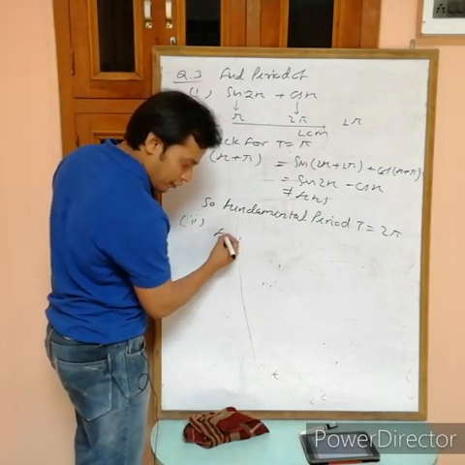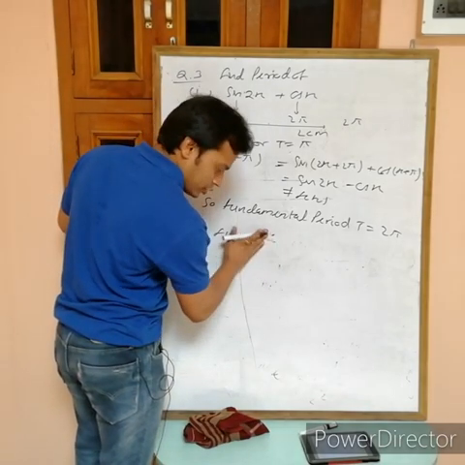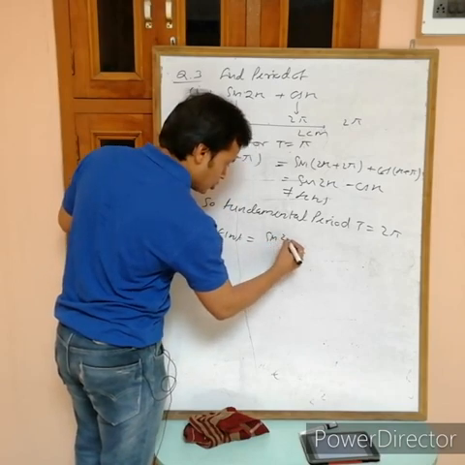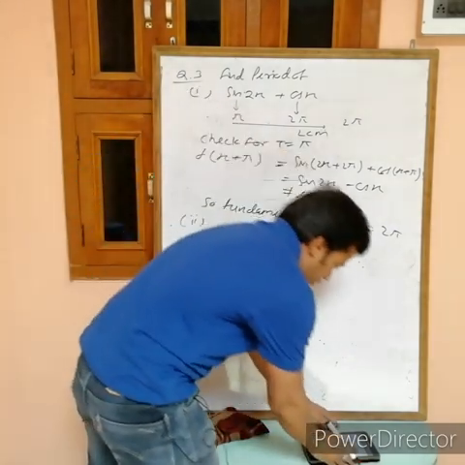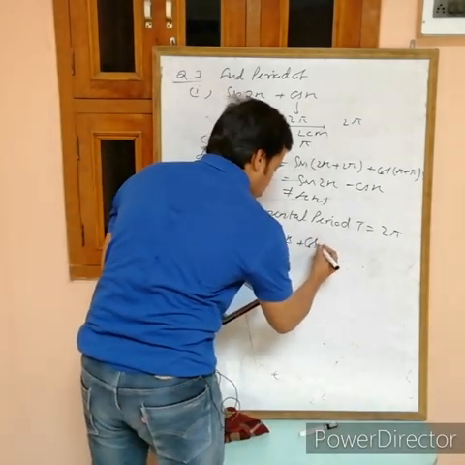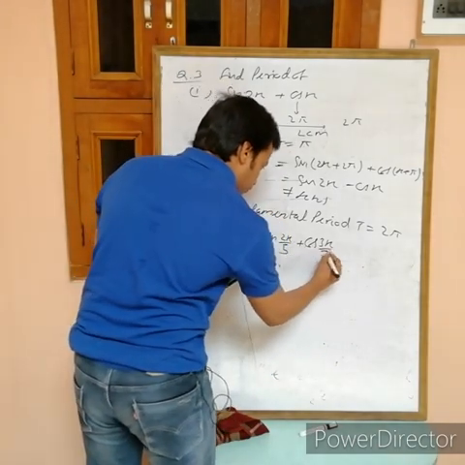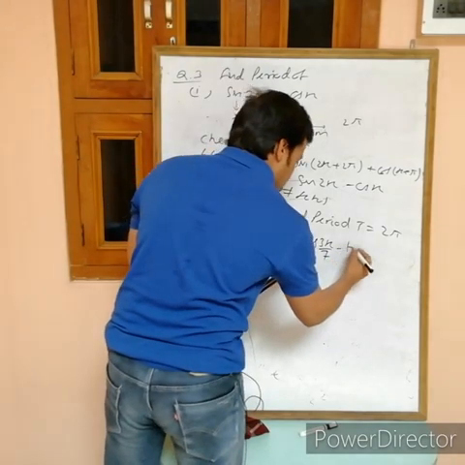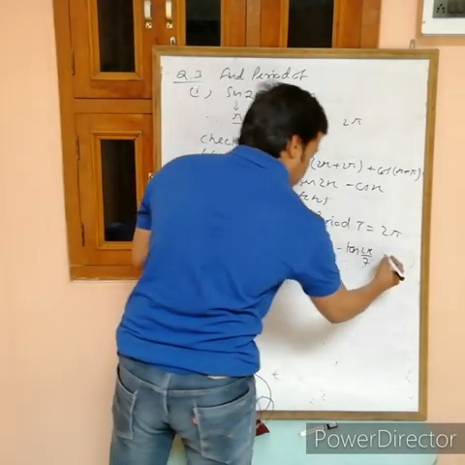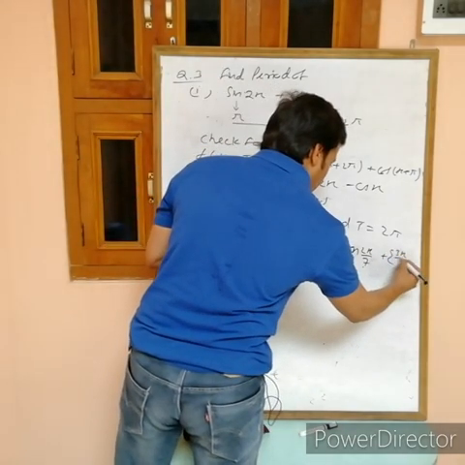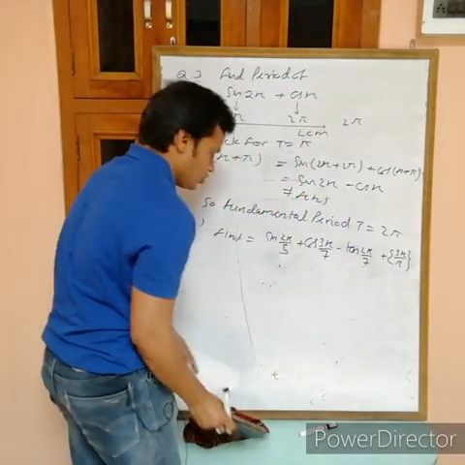Second one, f(x) is equal to sin(2x by 5) plus cos(3x by 7) minus tan(2x by 7) plus the fractional part of 3x by pi. Okay, so this is the function.